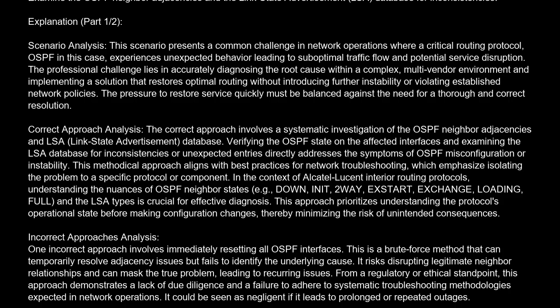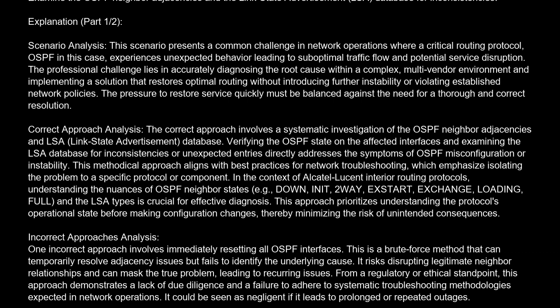The professional challenge lies in accurately diagnosing the root cause within a complex, multi-vendor environment and implementing a solution that restores optimal routing without introducing further instability or violating established network policies. The pressure to restore service quickly must be balanced against the need for a thorough and correct resolution.